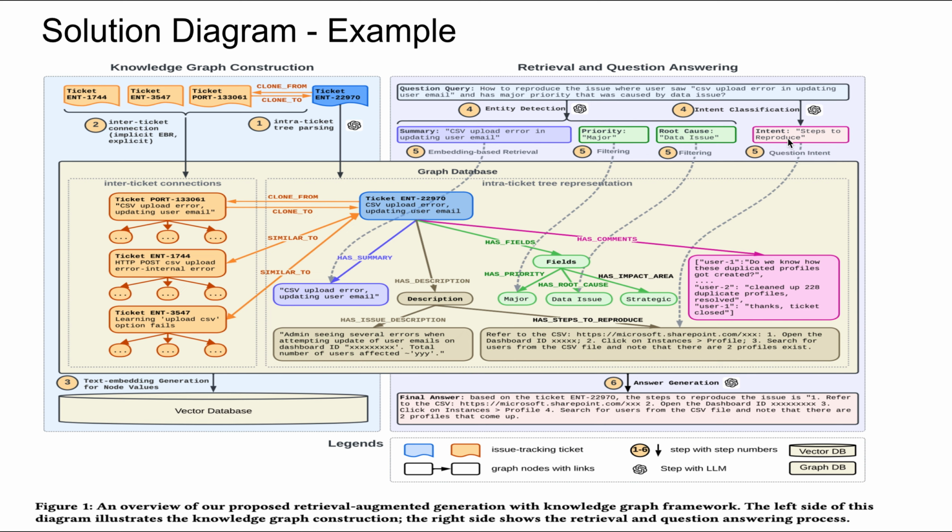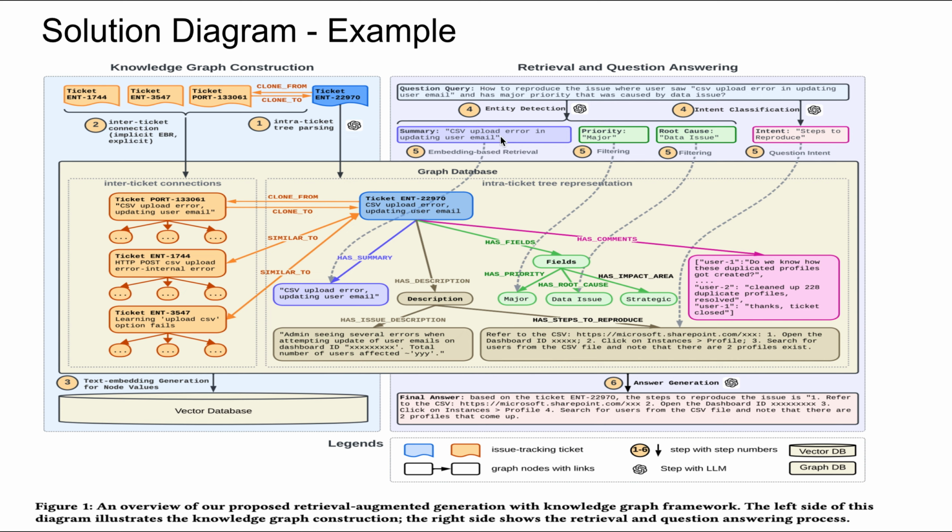The root cause again by LLM, which is data issue. And the intent, what does the user want from the response. So the user wants steps to reproduce. So all these pieces of information are actually extracted using LLM only. Now these green bits are important to filter out to even granular things and find out tickets which are even better. So it improves the search basically and pinpoints to the good tickets.